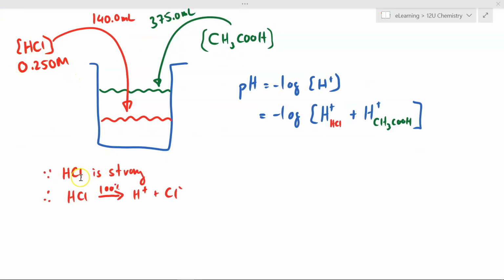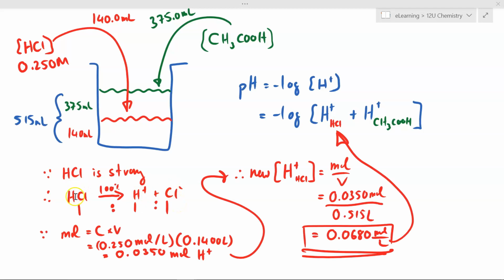If you recall, HCl is a strong acid, so it's part of the list of the 6 strong acids you have to memorize. And because it's a strong acid, by definition, it completely dissociates, 100%. So there will be no HCl molecules left behind. All of them will dissociate into H plus ions and Cl minus ions. Since it's a 1 to 1 to 1 ratio, we can use the amount of HCl to tell us how much H plus is contributed to the solution.